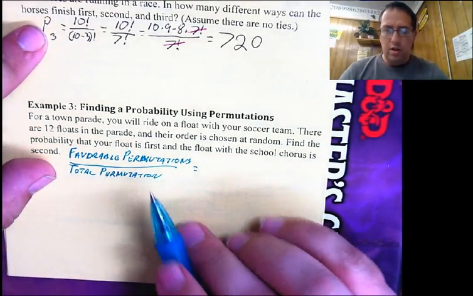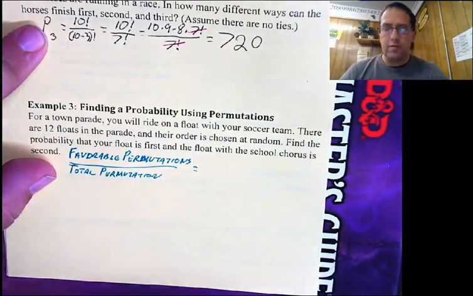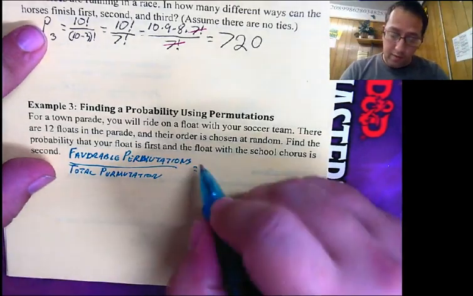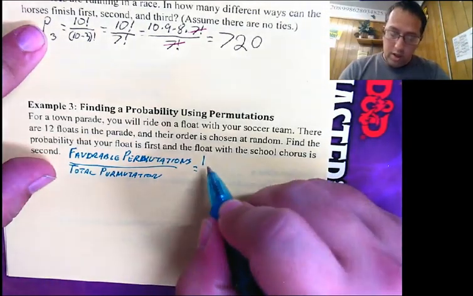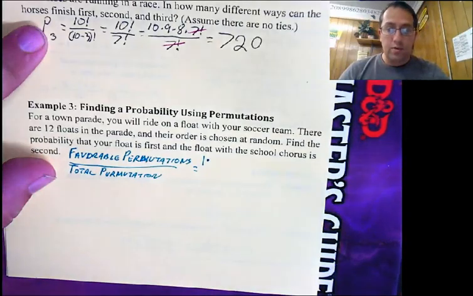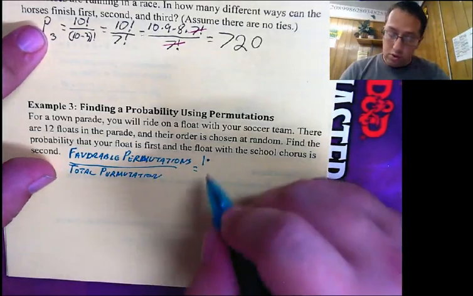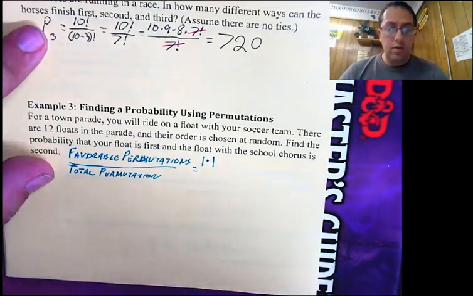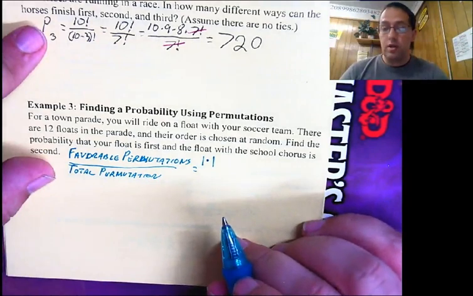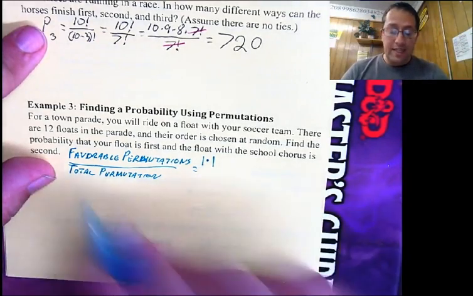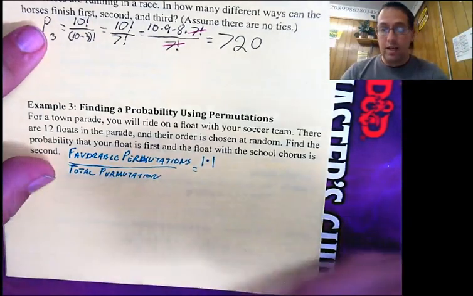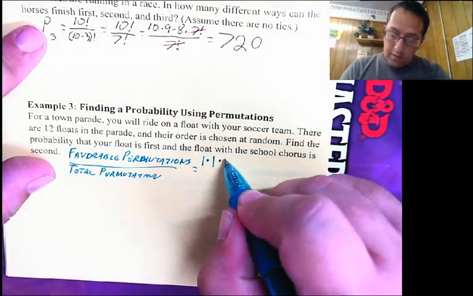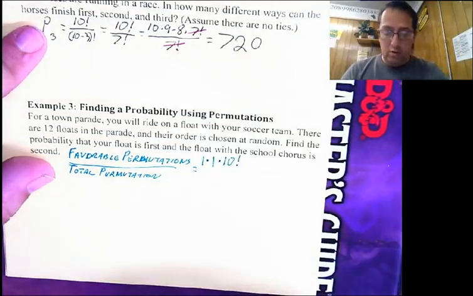For this to work, how many different options are there for the first float in the parade? Well, there's just one. You and your soccer team have to come in first. All right. How many options are there for the second float in the parade? One, just the school chorus. That's it. Now, how many options are there for the rest? After that, we really aren't that picky, right? So we could have any of the 10 other floats. Following that would be any of the 9 other floats. Following that, any of the 8 remaining floats. So after this, what we're going to have is 10 factorial for everything left.